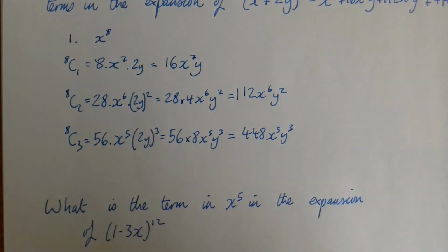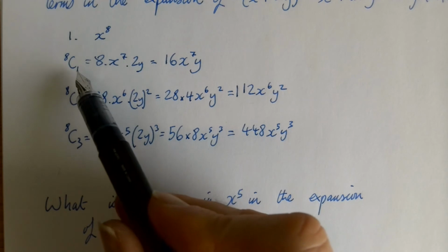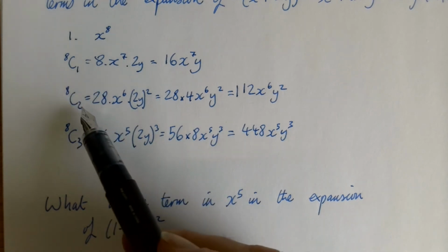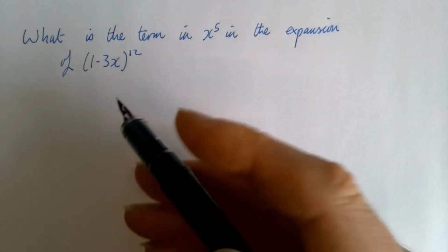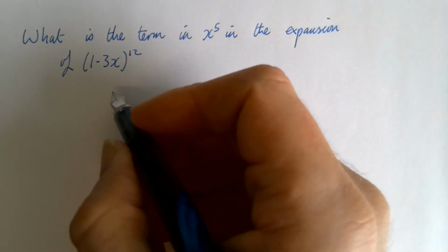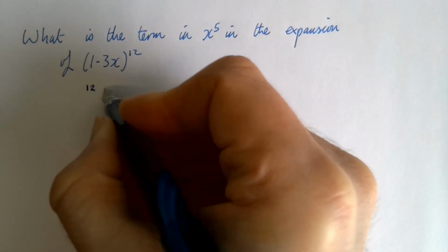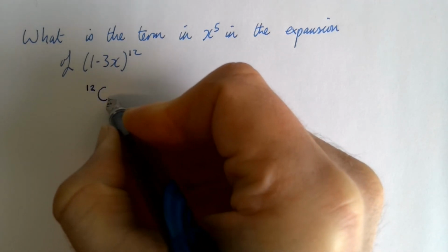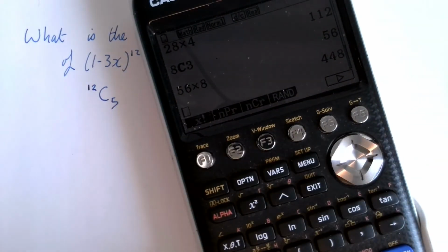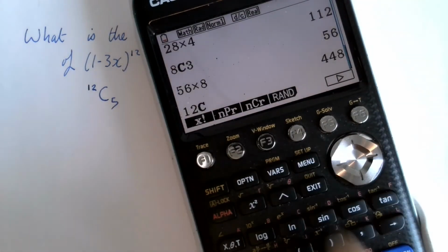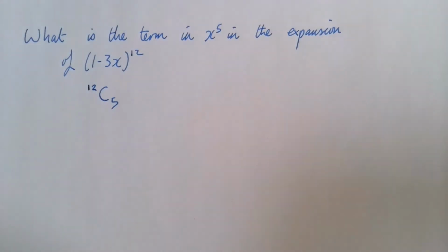And then I like to think about it in what power of x I'm having. X to the power 1 goes there, x squared there, and so on. So we're looking for the term in x to the power 5, which is actually the 6th term. But when it comes to choosing, we're going to be looking at 12 choose 5. So pop that in the calculator and we get 792.